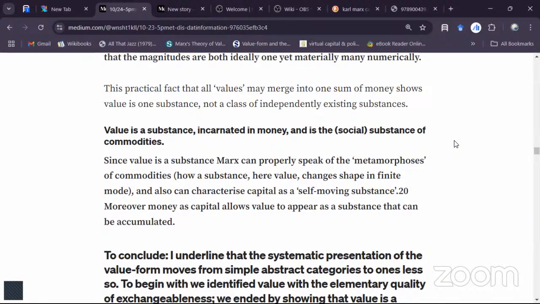So how can you have both of these things? How is it that you can have this self-moving substance? It's a substance, but it's also self-moving. And yes, we raised that question at the front end. How is it that we have multiple moments?